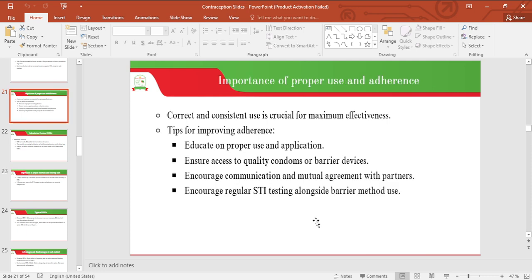Let's look at the importance of proper use and adherence. Correct and consistent use is crucial for maximum effectiveness. Tips for improving adherence include the following. Educating the clients on the proper usage and the application of the methods. Second tip is to ensure access to quality condoms or barrier devices. The third tip is to encourage communication and mutual agreement with the partners. Then also encourage regular sexually transmitted infection testing alongside barrier method use.